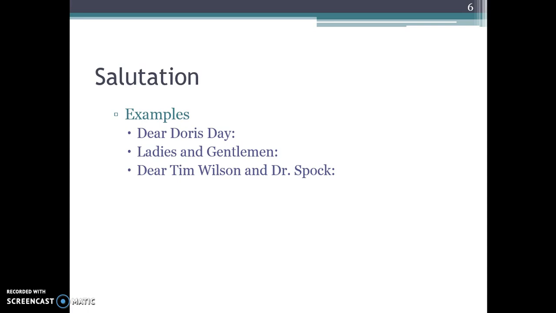Salutation or greetings, you always want to capitalize the first word in salutation and greetings, and you also want to capitalize the proper nouns. So you want to do Dear Doris Day, capital L Ladies, and capital G Gentlemen. Dear Tim Wilson and Dr. Spock, all this capitalized. Notice that after the salutation, you have a colon. You only use a comma when you are sending a salutation to a friend. If it's business related, you always want to use a colon, even if they provide you with their name.